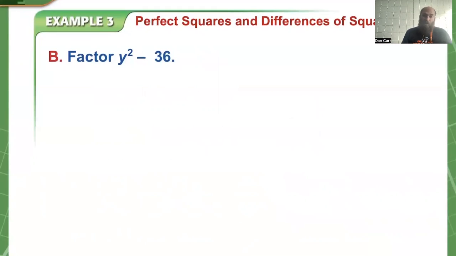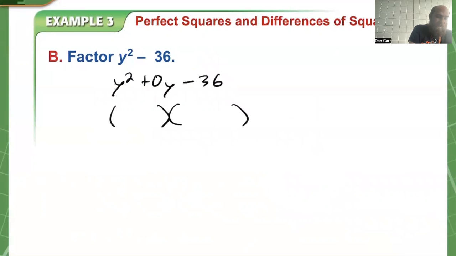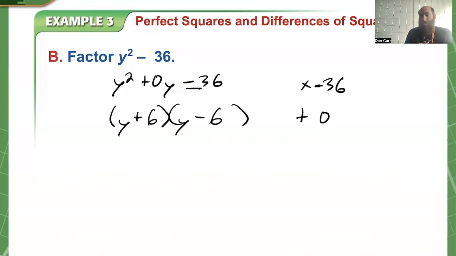This has its own special pattern. Y squared minus 36 is called the difference of two squares. Now, I'm going to rewrite this as having 0y in the middle, because that's still going to help my common sense check. We know it has to be a y and a y. We know that's a negative number here, so this is a little bit different. That means I have to have one positive sign and one negative sign. I have 0 in the middle. So I'm thinking what multiplies to a negative 36, but adds to 0. So it's got to be a positive 6 and a negative 6.